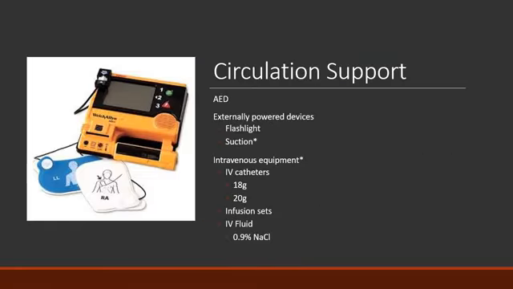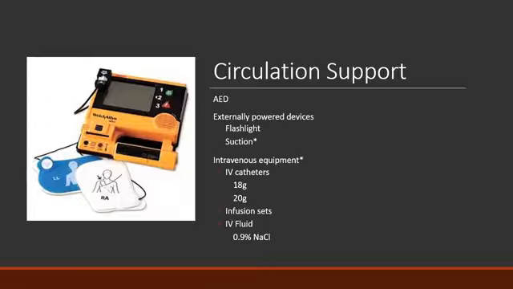So we've talked a lot about airway support and airway devices. Certainly you need some other devices as well. You need to take care of the patient's circulation and perfusion. In terms of circulation support, you're required to have an AED. You also need externally powered devices like a flashlight or battery-powered suction, and you need to have these in place so that you've got a backup plan, should the electricity go out on you in the middle of a procedure.